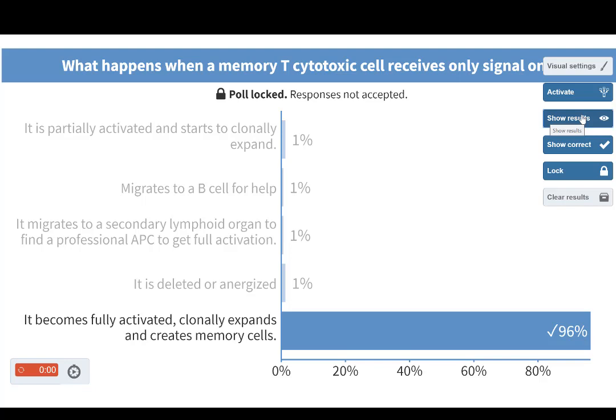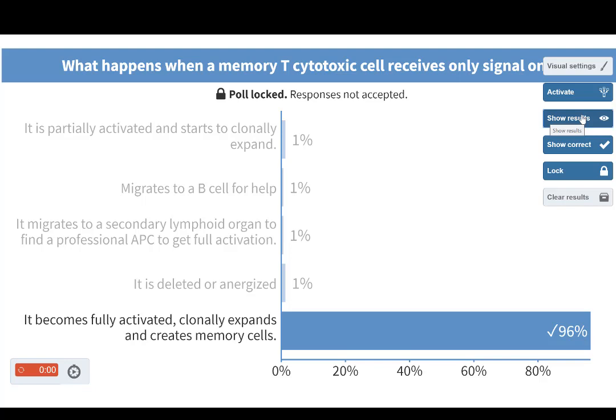Except for a B cell that only receives signal 1. If a B cell doesn't receive 2 signals, it dies. If a T cell doesn't receive 2 signals at the same time, it dies. So when we talk about becomes partially activated and starts to clonally expand, that's only B cells receiving signal 1. When we talk about migrates to a B cell for help, that would be an effector T helper cell.